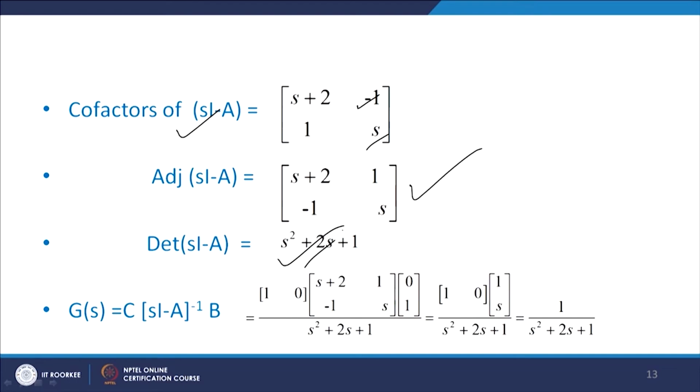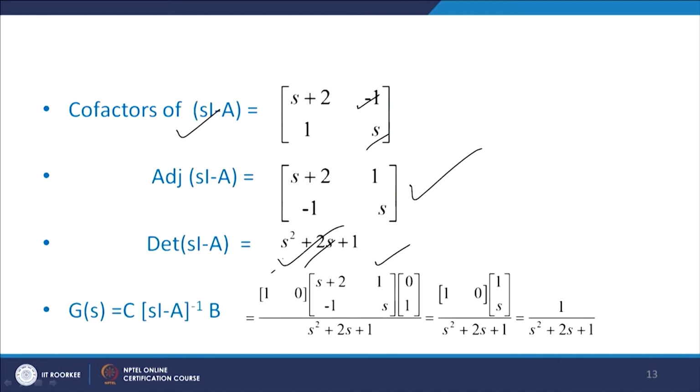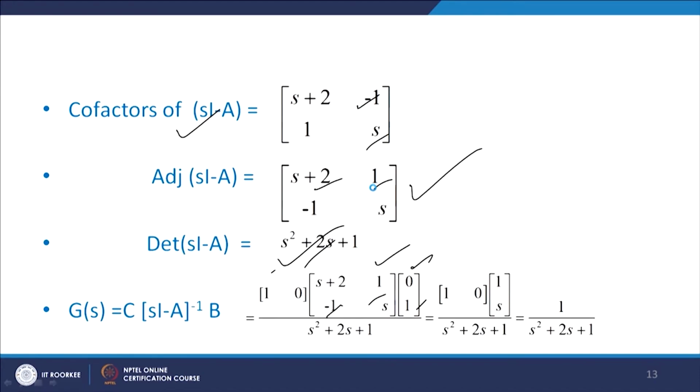Now we want G(s). What is G(s)? G(s) equals C (sI - A) inverse into B. C is our [1 0]. Then (sI - A) inverse, which we have already calculated: [s plus 2, 1; minus 1, s], and B is [0 1]. Therefore, after solving this, we got 1 upon s square plus 2s plus 1.